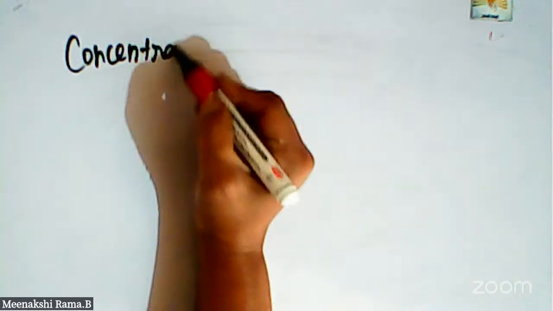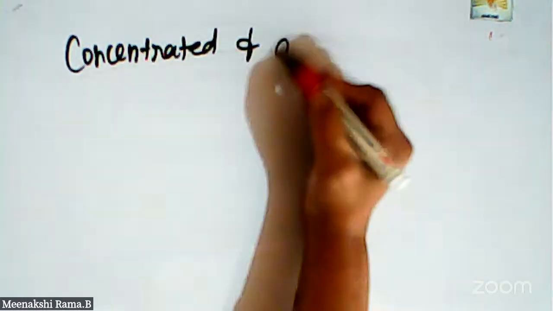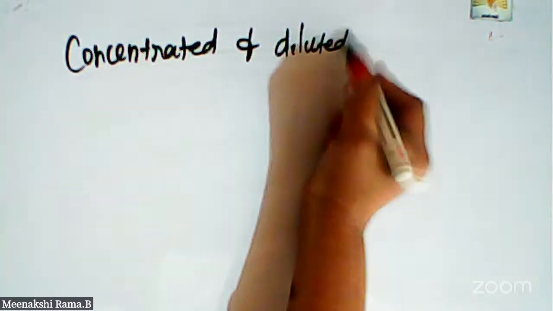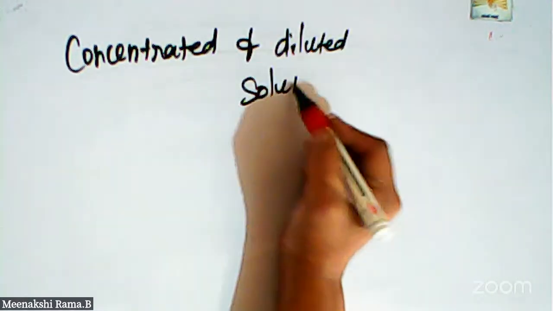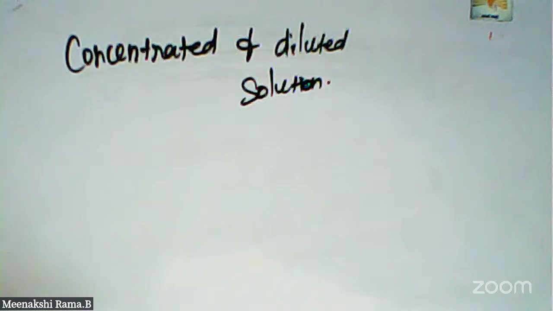Concentrated and diluted solution. What is a concentrated and diluted solution? The amount of solute is higher. So the two solutions have the same solute and solvent, but the amount of the solute is higher in one compared to the other. That is called the concentrated and the dilute solution.